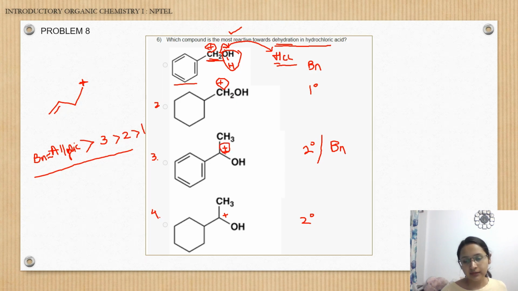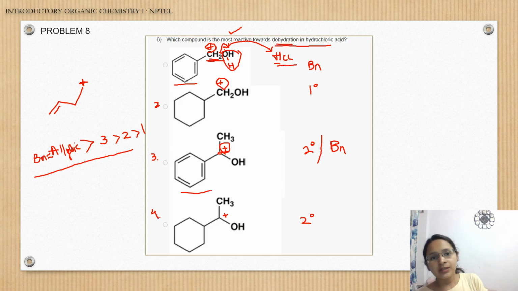This carbocation. What do you mean by benzylic carbocation? If the carbon having the positive charge is directly attached to the benzene ring, then it is known as the benzylic carbocation. So in option 1 and option number 3, you have both benzylic carbocation, and the option number 2nd and 3rd is secondary and primary, right?